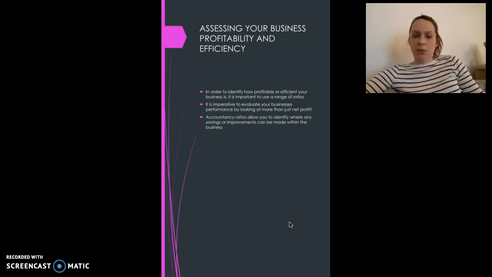And it's just important to realise that actually when you're using these accountancy ratios, you don't just use one or two, you actually use the whole package as a means of identifying your own efficiency. And then this is going to allow you to identify where any savings or improvements can be made within your business. So it's an entire package. So please stay along for the whole tutorial, have a look and see where you can make improvements and start to implement them straight away, because it will mean that your business ultimately will become more profitable.